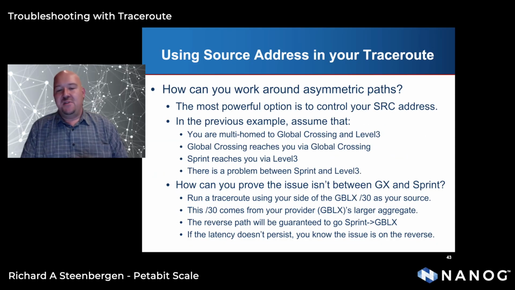So there's some tricks you can use. You can use source addressing to kind of trick around the asymmetric path issue. So in our previous example, let's assume that you're the end user, you're sending that traffic, and you're multi-homed to Global Crossing and Level 3. So obviously Global Crossing reaches you via Global Crossing, but in this example, what happened was Sprint came back to you via Level 3.